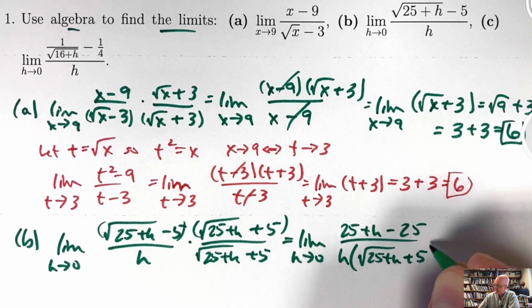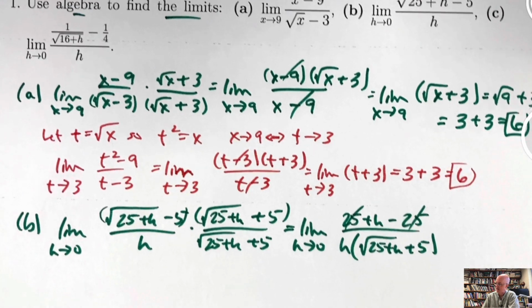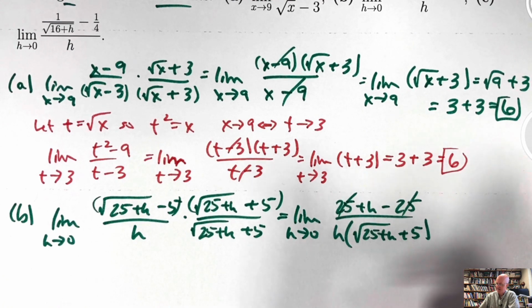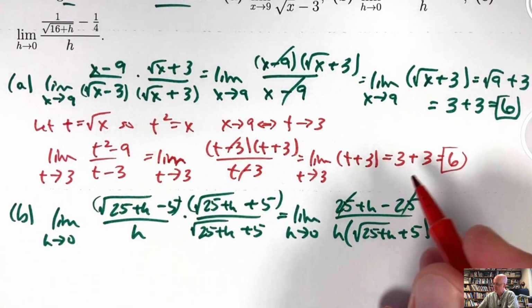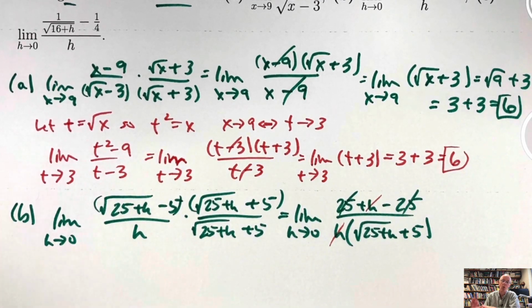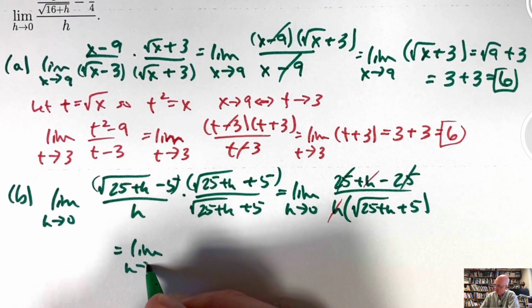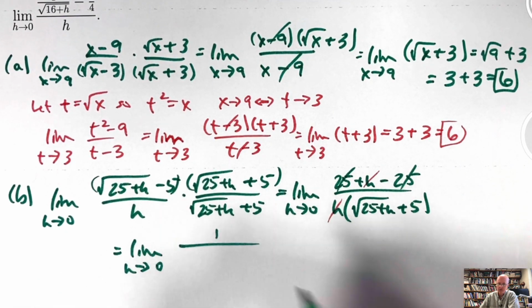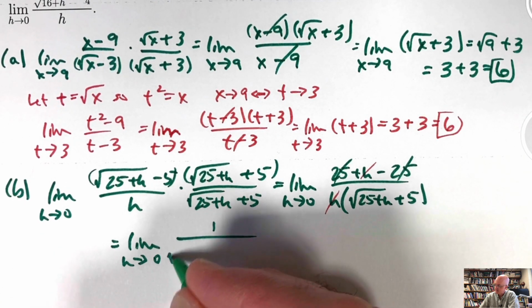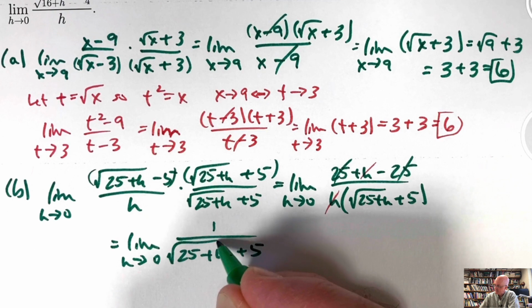You can cancel those 25s. 25 minus 25 is 0. You're left with an h on the top. You can divide that h out after canceling the 25s with the h on the bottom to give a 1. So you'd have a 1 on the top. Limit as h goes to 0 of 1 over, the h on the bottom went away, square root of 25 plus h plus 5.